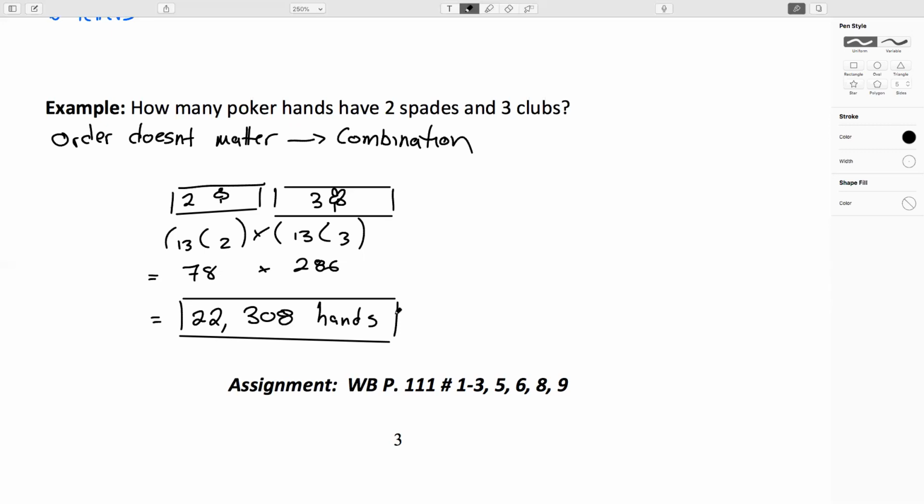I've got some questions for you. Questions 1 to 3, 5, 6, 8, and 9. It used to be 1 to 6, but question 4 is kind of weird the way that it's worded, so I decided to remove it. This will be your homework for today, and it's out of your workbook, not the textbook.